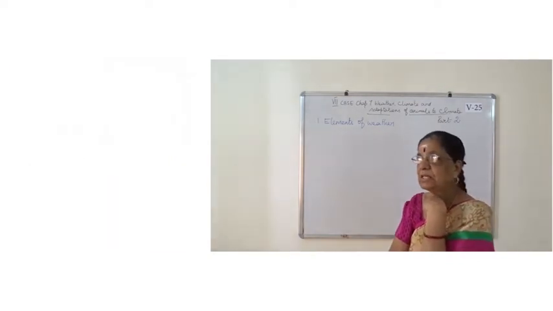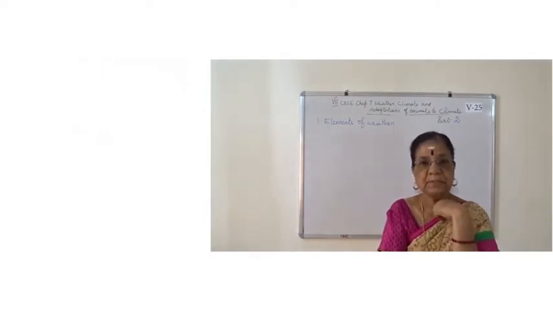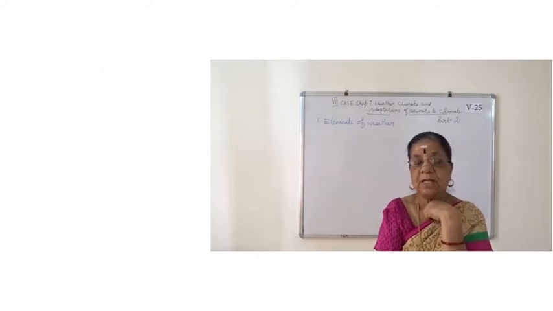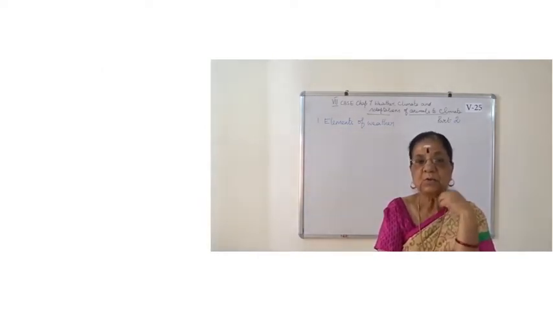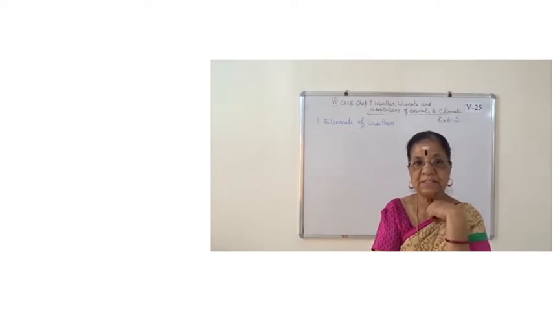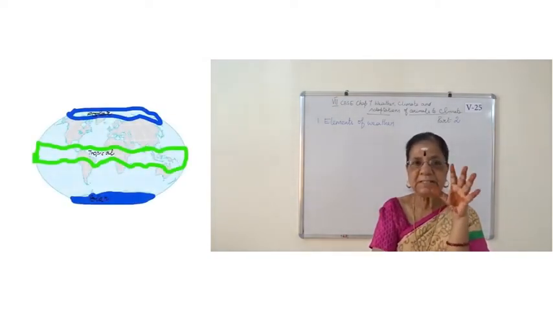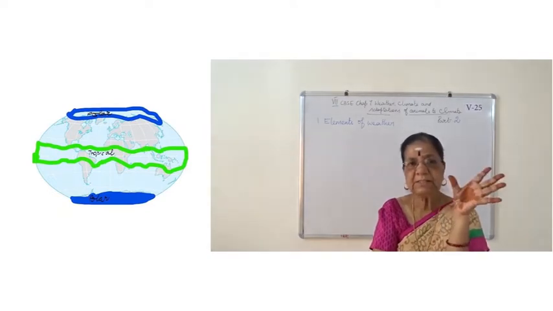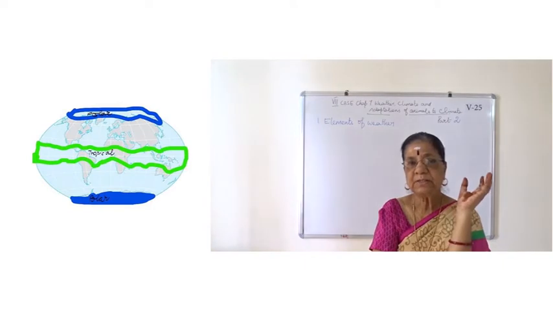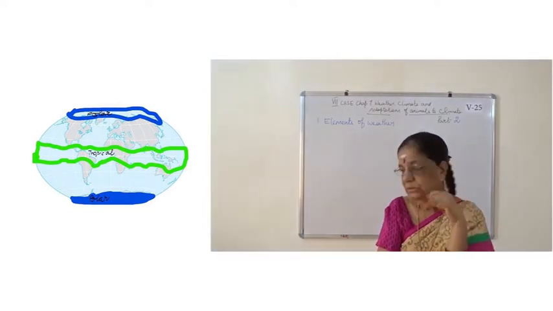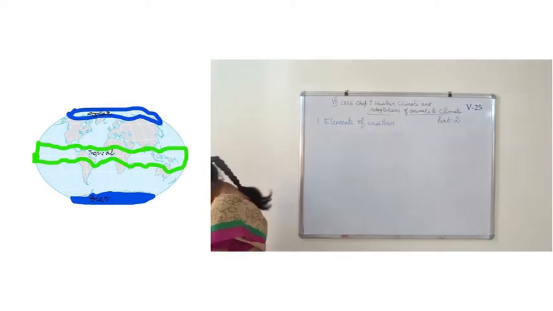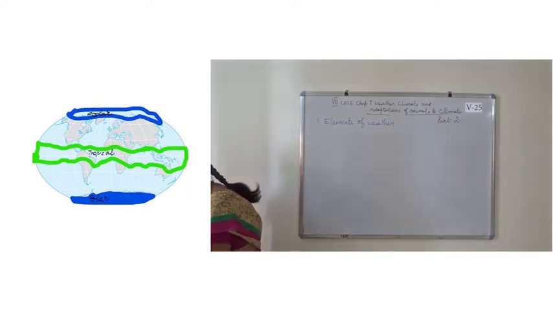The weather forecast is done by a government department called meteorology, and the scientists who forecast or predict the weather are called meteorologists. Then the earth: the center equator portion is called the tropical region, and the opposite poles form the polar region. I hope you will follow this.